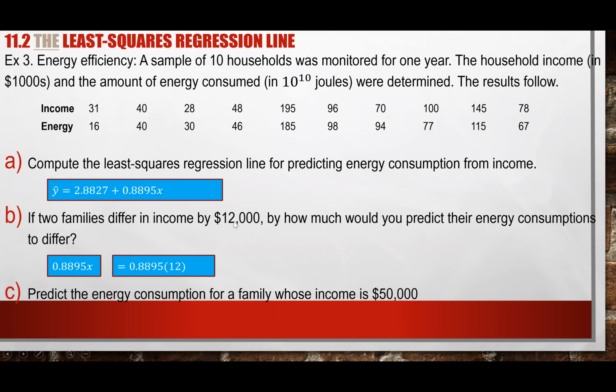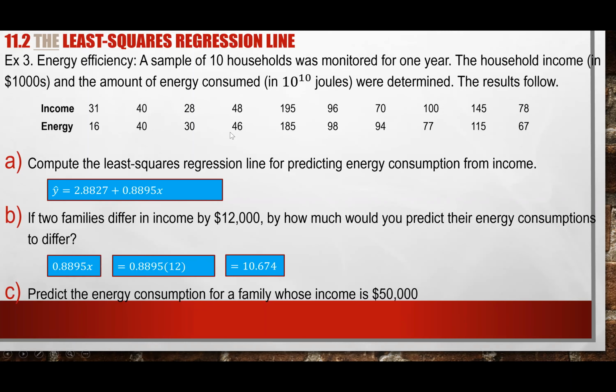Because, like I mentioned, each of these items is in thousands, so to correspond to the unit we have, instead of plugging in 12,000, you have to plug in just 12. Our individual data is already mentioned in thousands. So if you plug in the 12, you can see that the energy will be 10.674. If you plug in the 12,000, it will be 10,674.